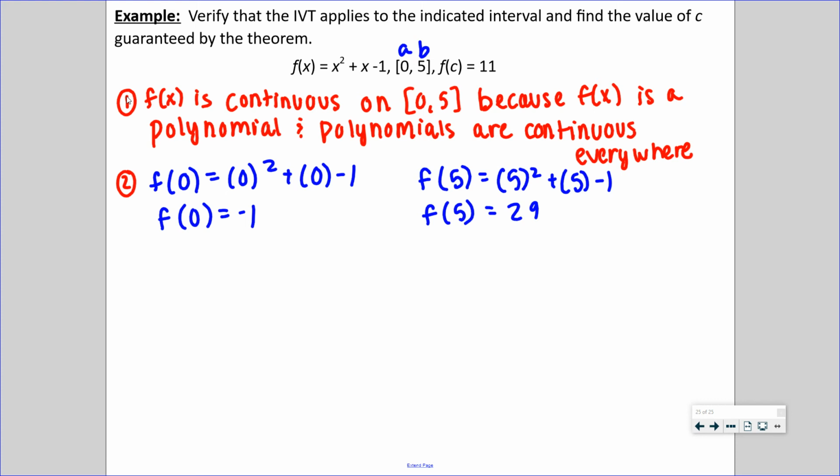Now that's not enough. We have to show that 11 is in between -1 and 29. And if it's not, you just say the intermediate value theorem doesn't apply in this case. The IVT does not apply. So we just have to show that 11 is in fact in between. You could start like this if you want, but I would show it with this notation. This is what you need to show: that 11 is in between the outputs of your 2 endpoints.